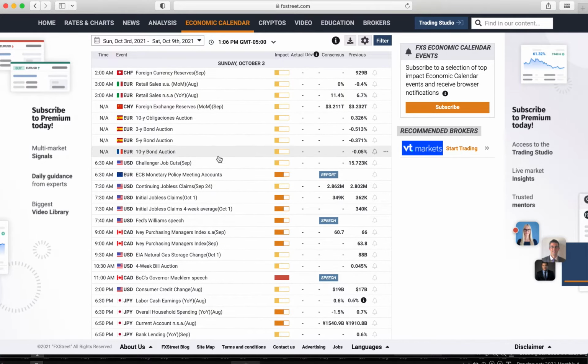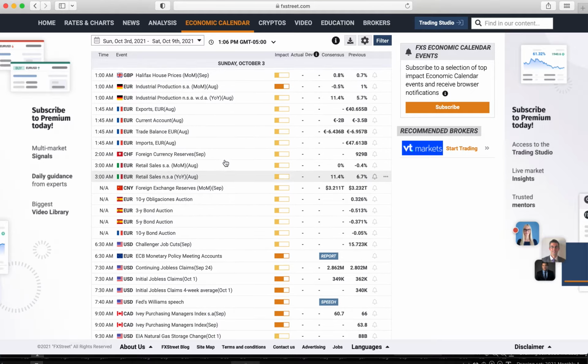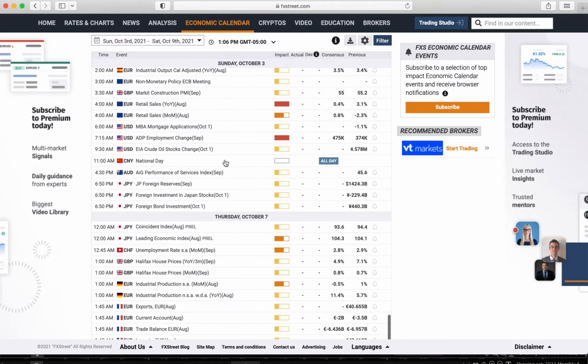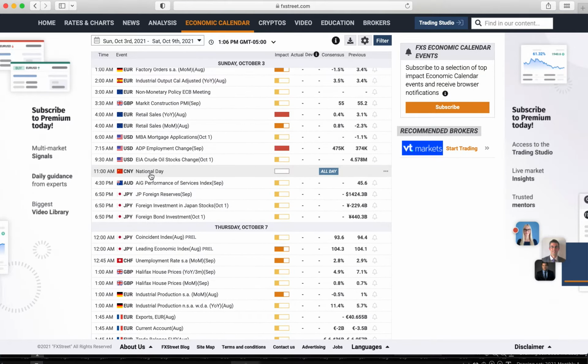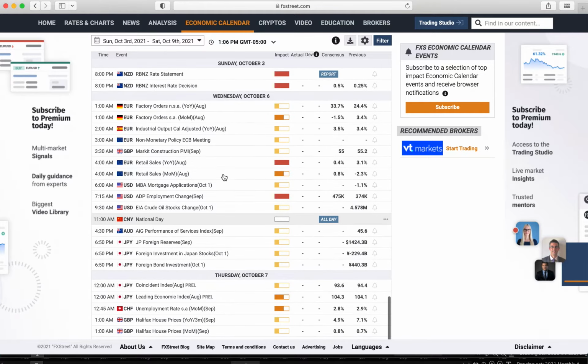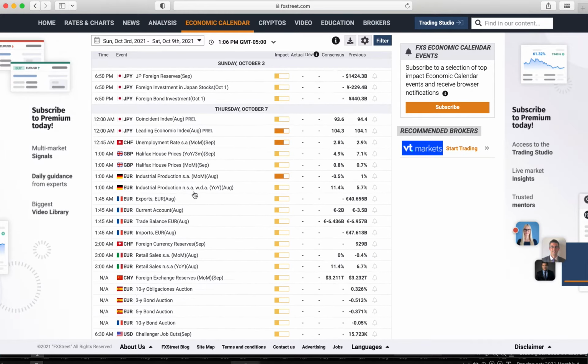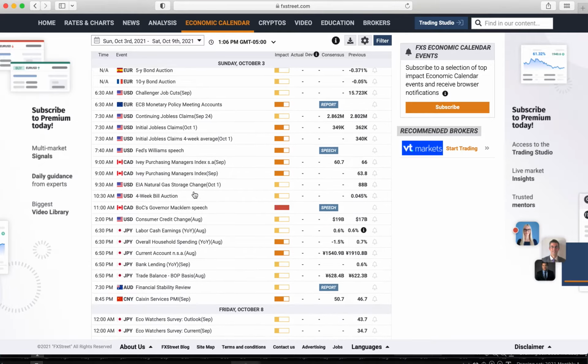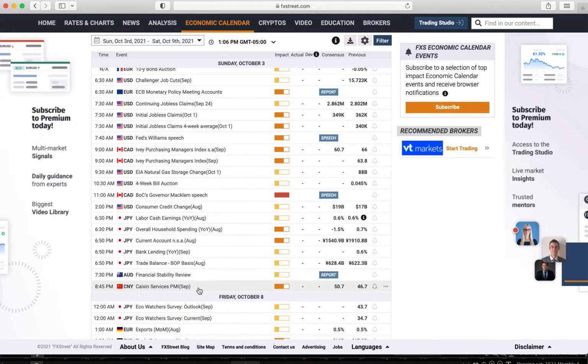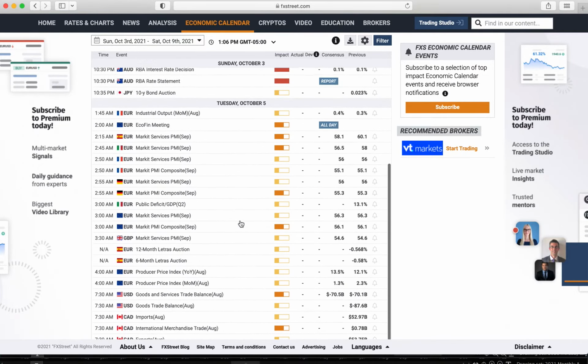First thing that caught my eye is that starting on Sunday night, tonight, we have China National Day, Sunday into Monday. And that continues all week long. China does not come back into the fold until Thursday, overnight into Friday. So China's closed all week.